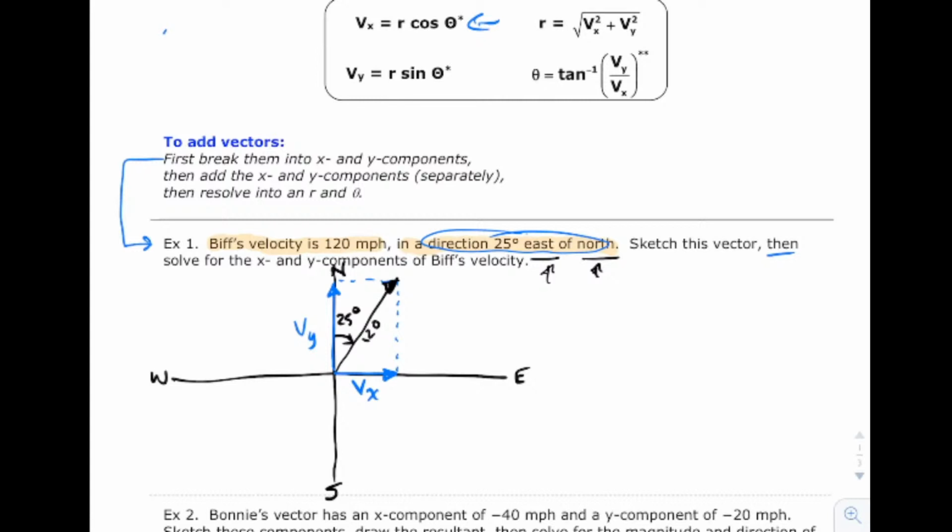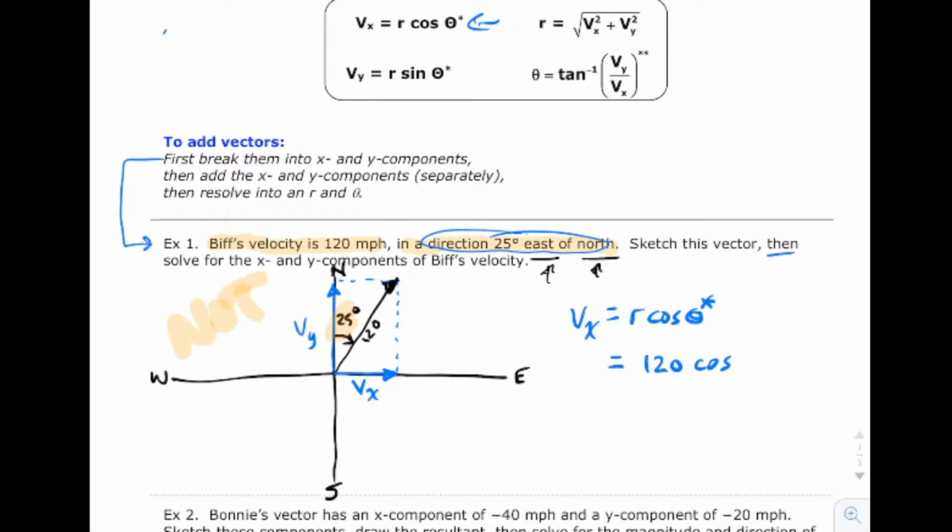It says that the x component is r cosine theta, asterisk. Why do we have that asterisk there? I'll tell you why we have that asterisk there. The r is the length of the arrow. Yep, that's 120. The theta is not 25 degrees. No, it's not 25 degrees.